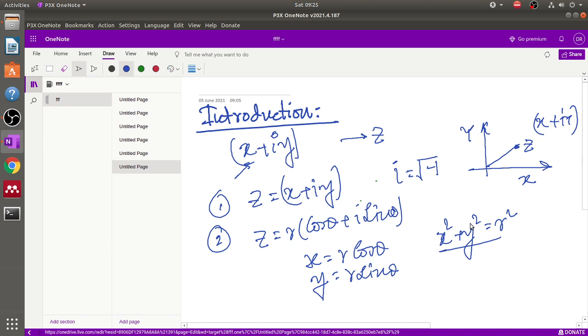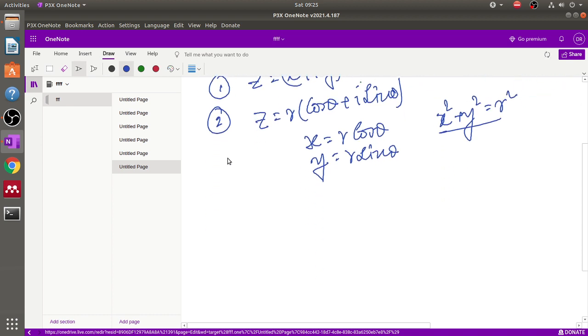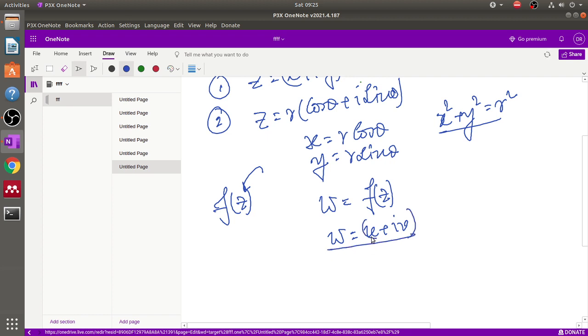Now, the function of a complex variable. A function of a complex variable is denoted by f of z. This is a complex variable z, and the function is denoted by w, a function of z, where w equals u plus iv, where u and v are the real and imaginary parts of f(z).